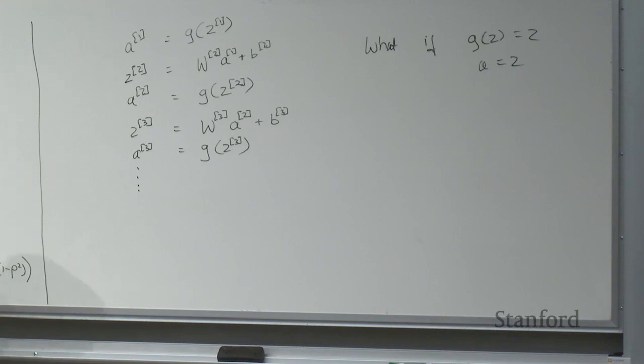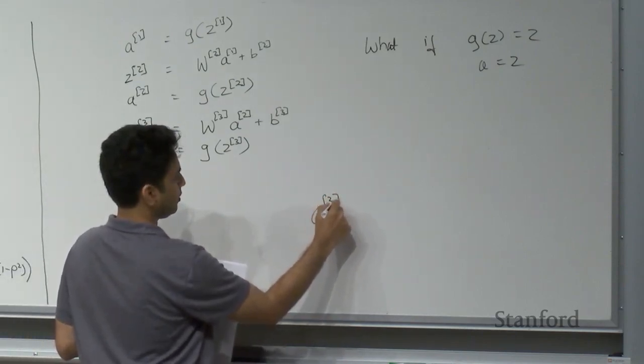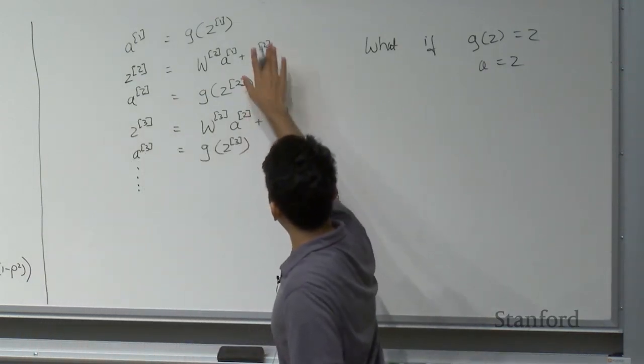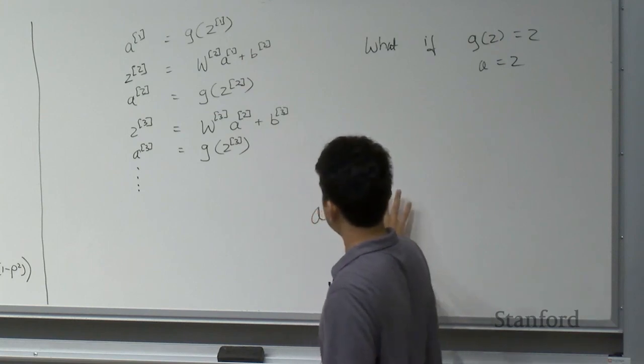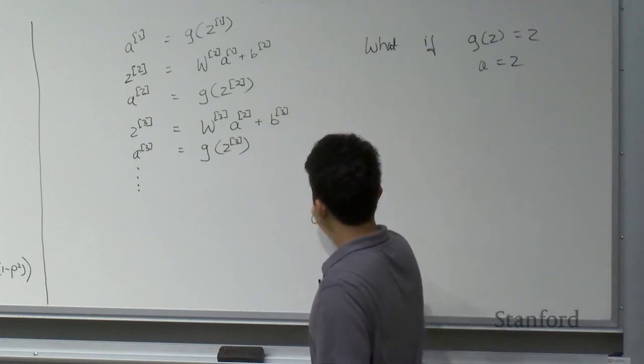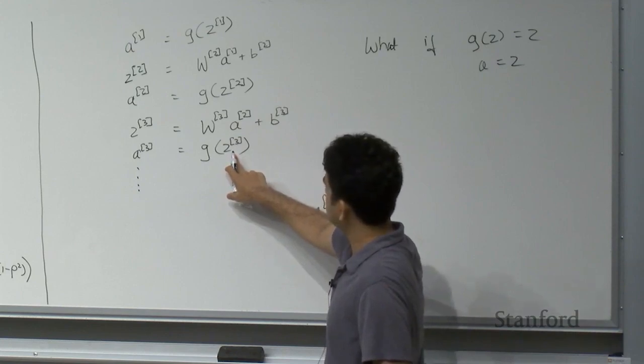Exactly. The reason why it's important to have nonlinearities is because if G was just the identity function, then A3 would have been, just to simplify the argument, we're going to ignore the B terms, but you can include the B terms here, and the same argument will still hold. Let's assume that the B's are just zeros for now. So A3 will be G of Z3, right? And G of Z3 is just Z3.